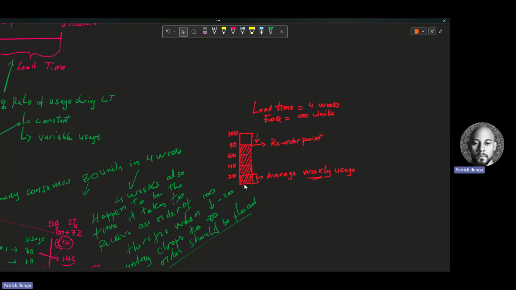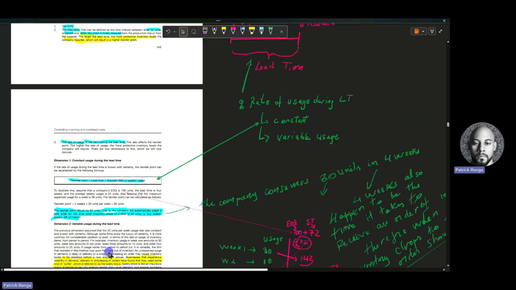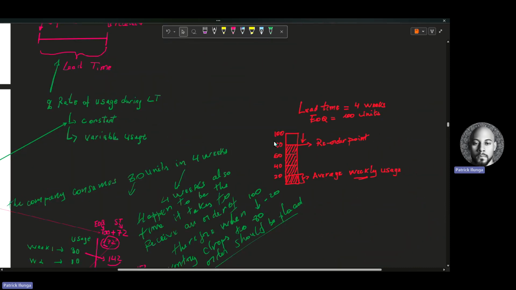At which point do they need to reorder? That's the question that is being asked of you. How do you find that? You need to take the lead time. The reorder point, you're gonna take the lead time, which is 4 weeks, times the weekly usage. And they told you in the question, the average weekly usage is 20 units. So you're going to take 20 units, multiply by 4, which is going to give you 80.